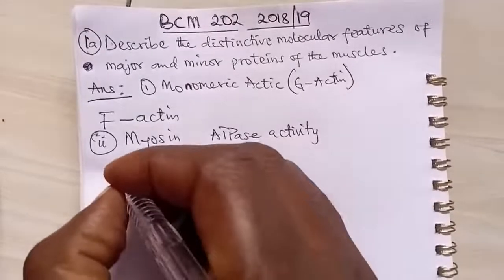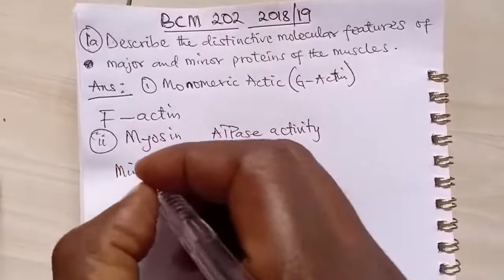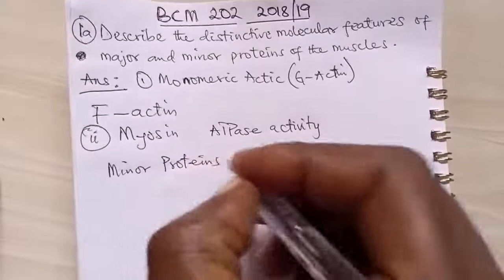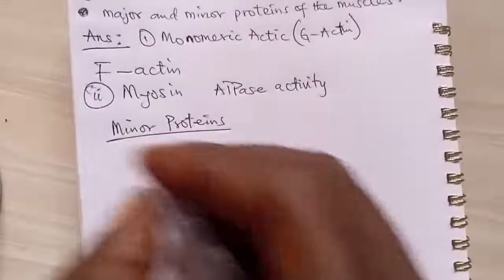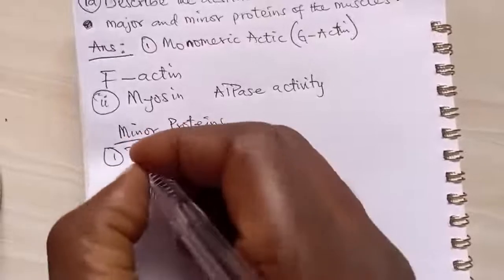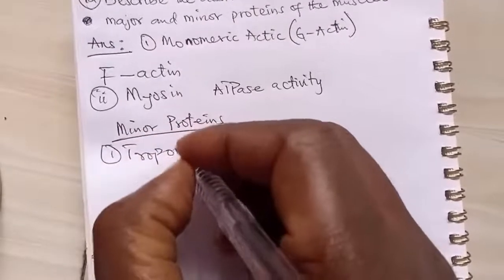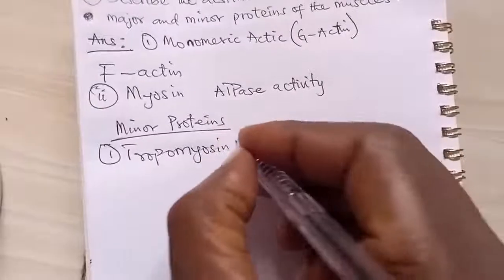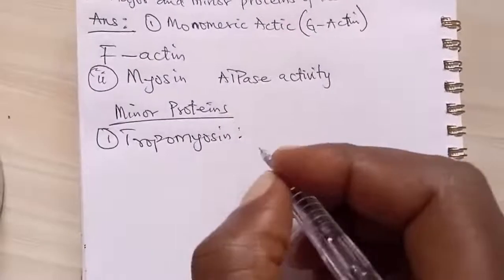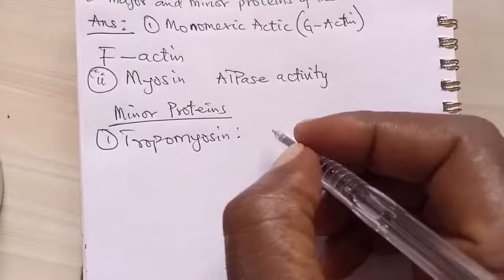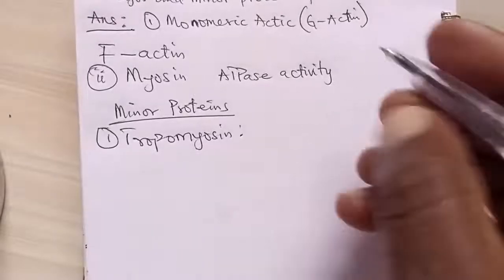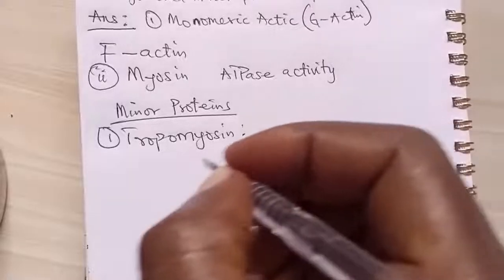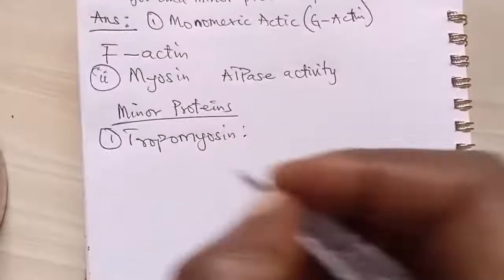Now let's go to minor proteins. For minor proteins, the first one we will look at is the tropomyosin. It is fibrous, made of two helical chains, that's the alpha and beta. They are normally attached to the groove of the F-actin molecule.